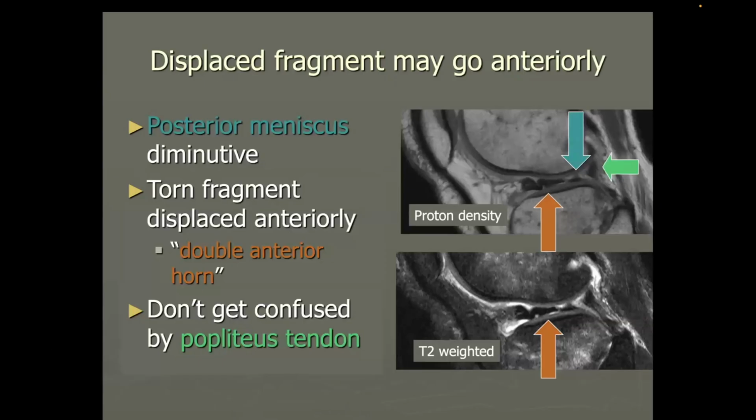So displaced fragments can also go anteriorly. If you see sort of a diminutive posterior horn, the torn fragment can be flipped anterior. So here you see a flipped posterior horn segment anterior. It's called a double anterior horn sign. Be sure not to get confused with the popliteus tendon. But you can see here these flipped segments. So beware of that if someone's complaining of loss of range of motion, certainly catching, locking, etc.